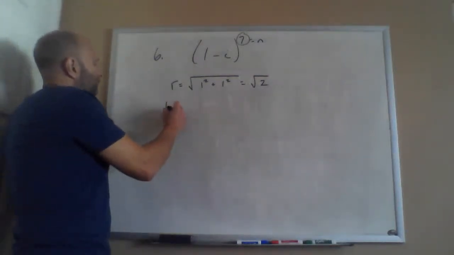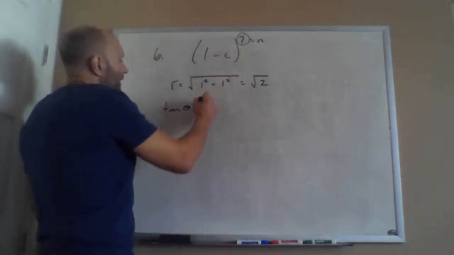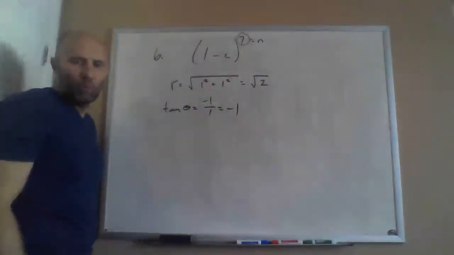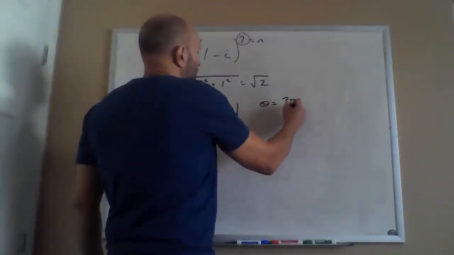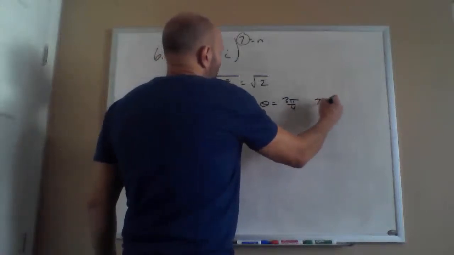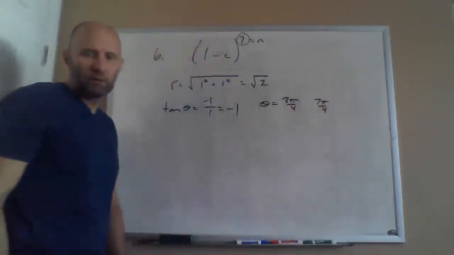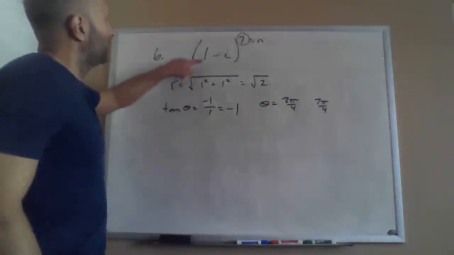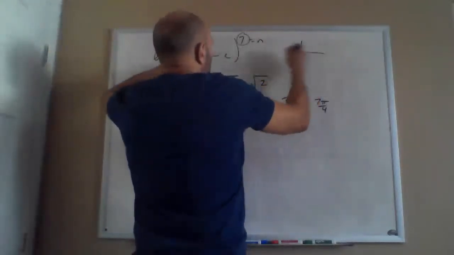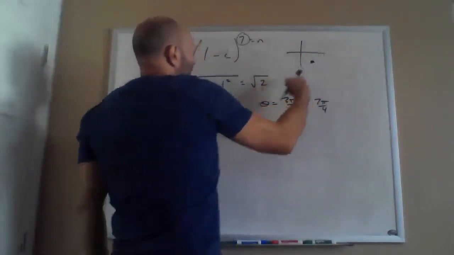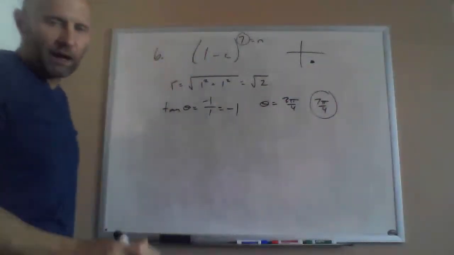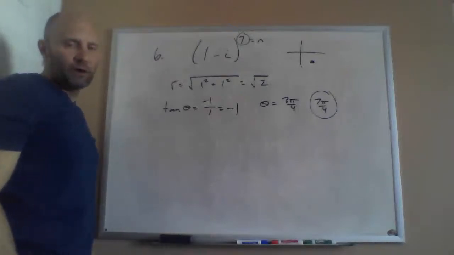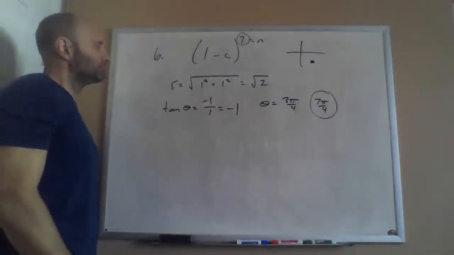And then our theta. So tangent of theta is b, -1 over a, which is 1. So -1. Where is theta equal to -1? That's either 3 pi over 4 or 7 pi over 4. So which quadrant are we in? Well, A is positive, B is negative, so it's down here in quadrant 4, meaning we need 7 pi over 4 as our answer, as our theta.